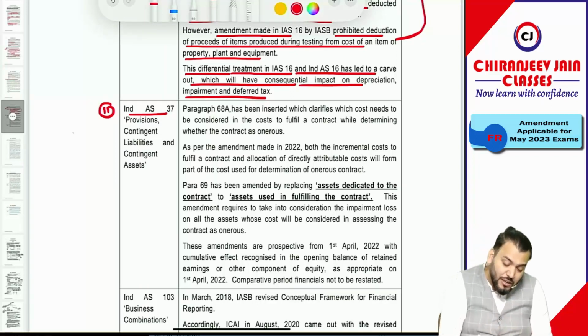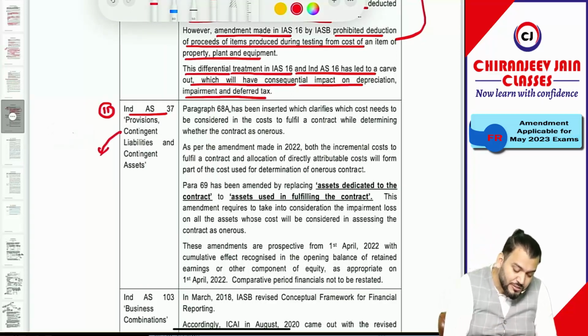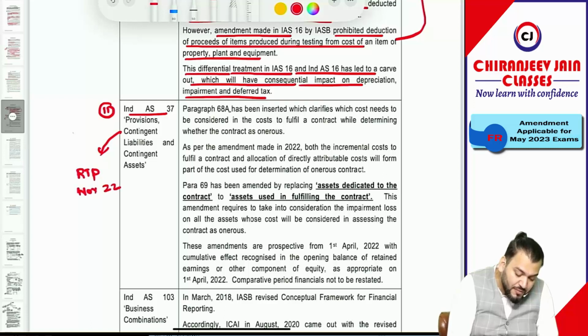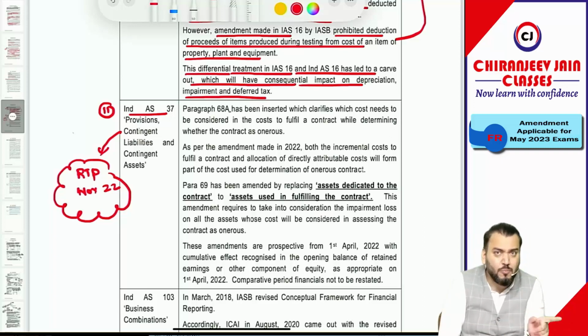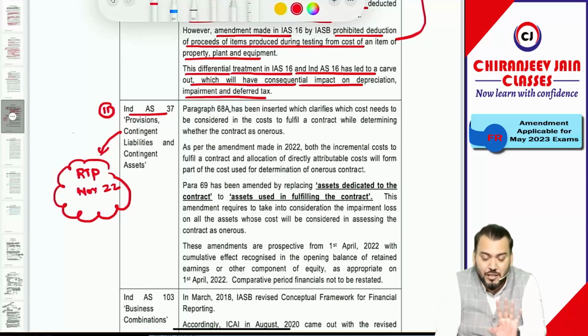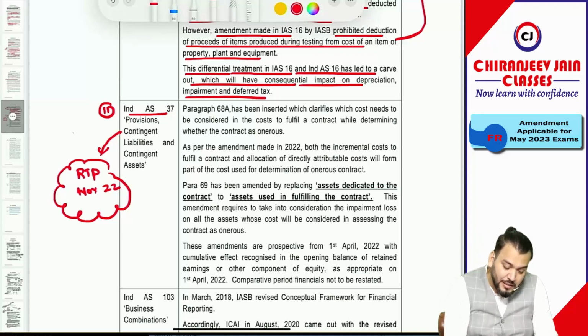Understood? Correct. A question related to this has already been given in a previous RTP, so just check the RTP of November 2022. A very good question has been given in the RTP of November 2022, which I am expecting in this attempt. Correct? You can do the question from RTP November 2022. I have already discussed that question in my previous RTP discussion, so I am expecting that question in the exam. Got it? Yes, sir.